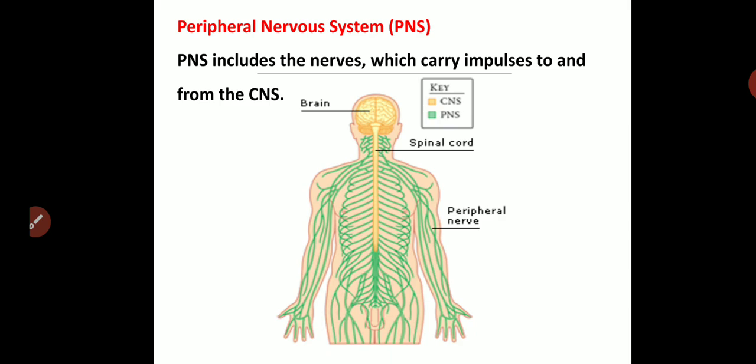This diagram differentiates very clearly the central nervous system and the peripheral nervous system. The central nervous system is indicated by the yellow color brain and the spinal cord. Whereas the peripheral nervous system, that is the nerves arising from the various parts of the brain and the spinal cord, reach to each and every nook and corner of the body.